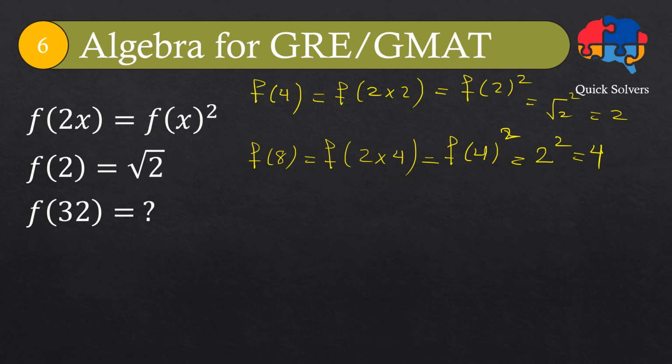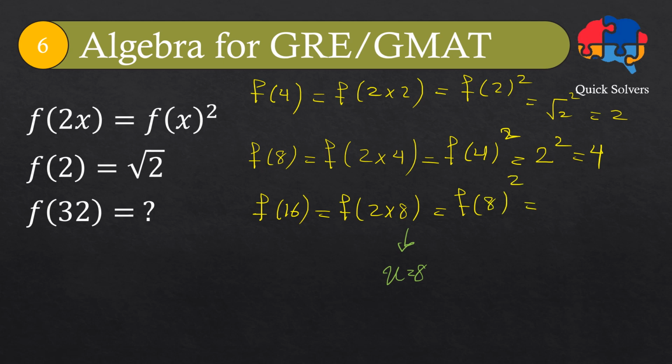In the next step, by knowing this, we can find f of 16. Okay, so now you probably can guess what the next steps are. Well, f of 16, I can write it as f of 2 times 8. In this case, we have x equals 8, and this equals f of x, or f of 8 in this case, to the power of 2. And we know that f of 8 is 4 from the previous step. This means we have f of 8 to the power of 2 equal to 4 to the power of 2, and this equals 16.